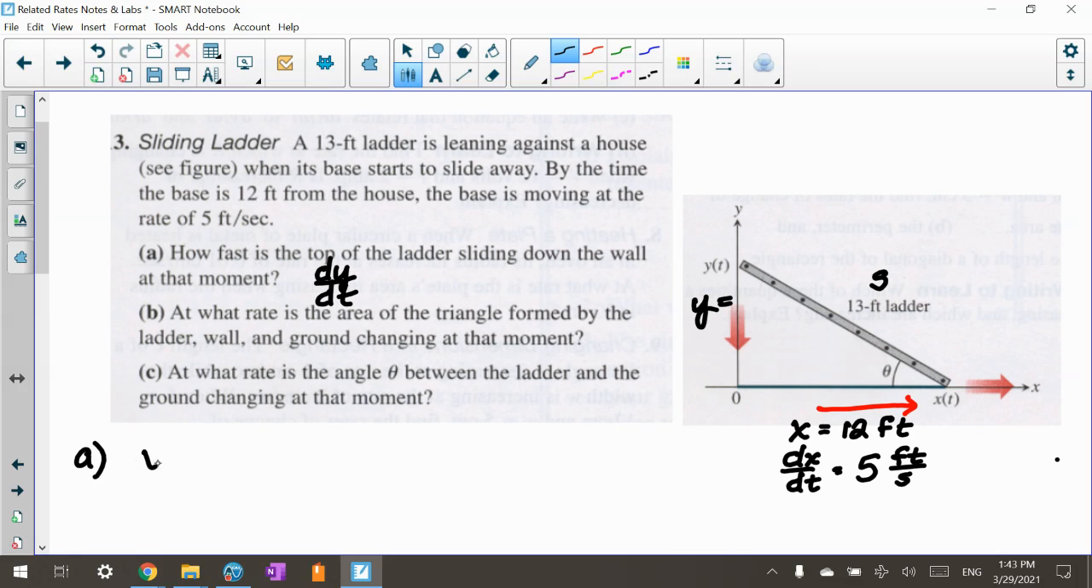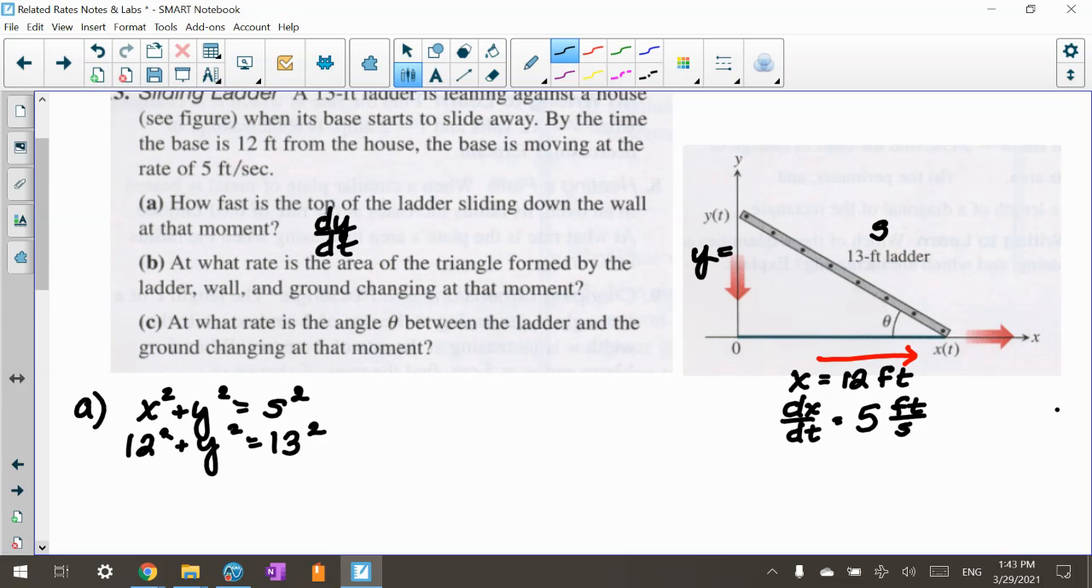So I'm going to do x squared plus y squared equals s squared at that moment. And I know it's 12 squared plus y squared equals 13 squared. Now, some of you might notice right off the bat that this is a Pythagorean triple. So at that moment, this is 144 plus y squared equals 169. Subtract 144, take the square root, you should get 5. Because that's 25 and the square root of 25 is 5. So at that moment, I know this is 5 feet. So I'm just going to label it. And we're looking for dy/dt.